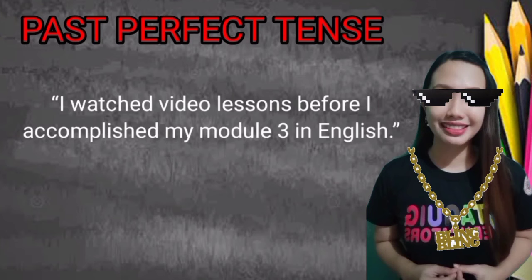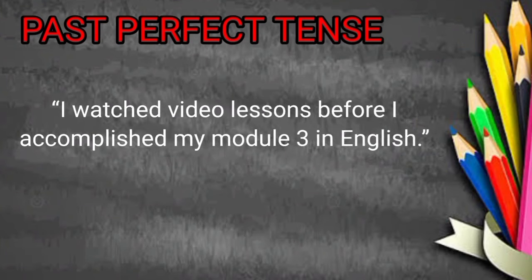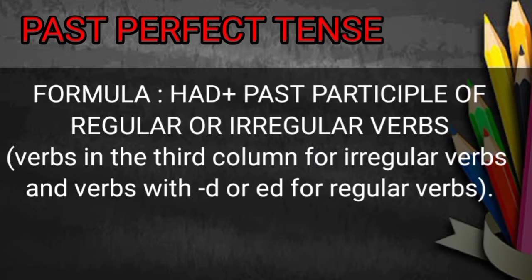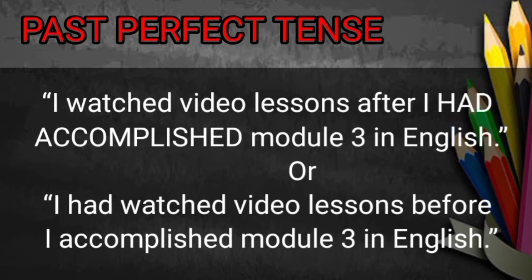You know what happened. These two actions are both finished or completed in the past. But to talk about the past action that happened before another action, it should be formed in past perfect tense. The formula for past perfect tense is had plus the past participle of regular or irregular verbs. So it can be "I watched video lessons after I had accomplished Module 3 in English," or "I had watched video lessons before I accomplished Module 3 in English."